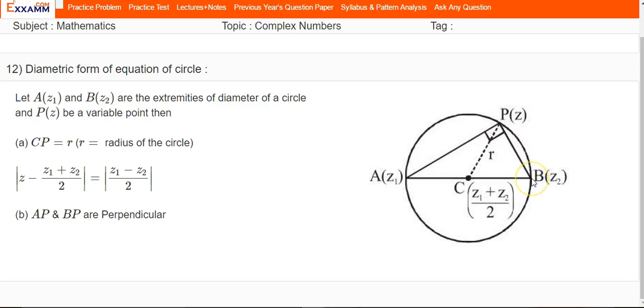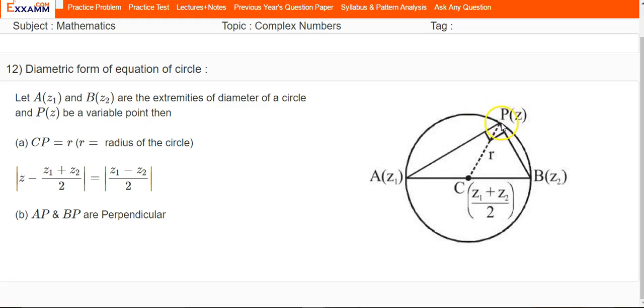Now another thing is, what we know, AP and PB are perpendicular to each other. Since they are perpendicular, then the sum of their complex slopes would be equal to 0. Again, I would like to remind students that in case of perpendicular lines, the multiplication of complex slopes is not equal to minus 1, but if the slopes are say omega 1 and omega 2, where omega 1 and omega 2 are complex numbers representing the slopes, then omega 1 plus omega 2 is equal to 0.